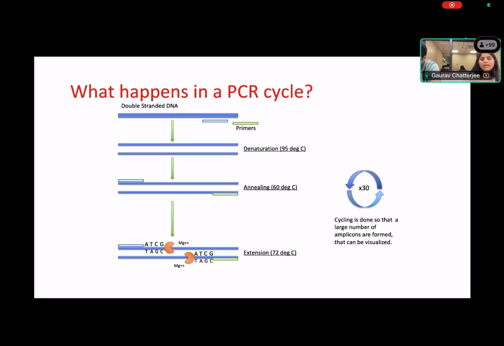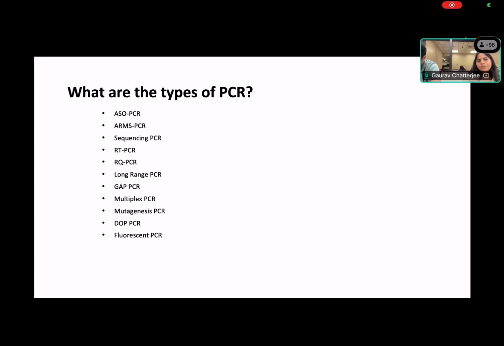Now once we have amplified the product, how can we visualize these products? According to the visualization process, our PCR technique may differ. So there are various kinds of PCR, and in today's example, I had given the example of RT-PCR, reverse transcriptase polymerase chain reaction, in a case. So let's go through that case and see.